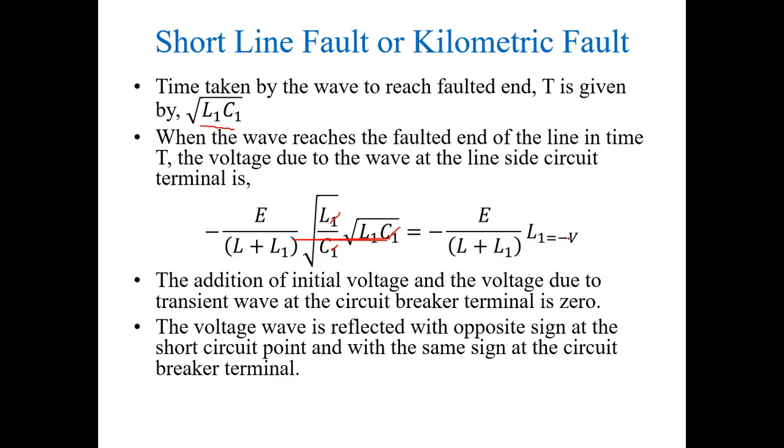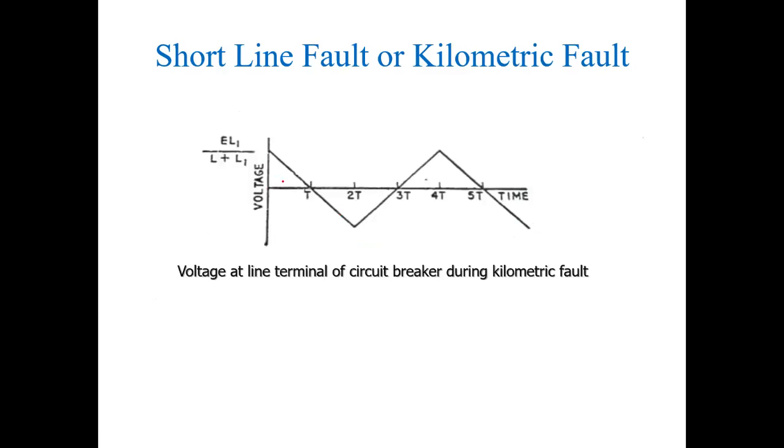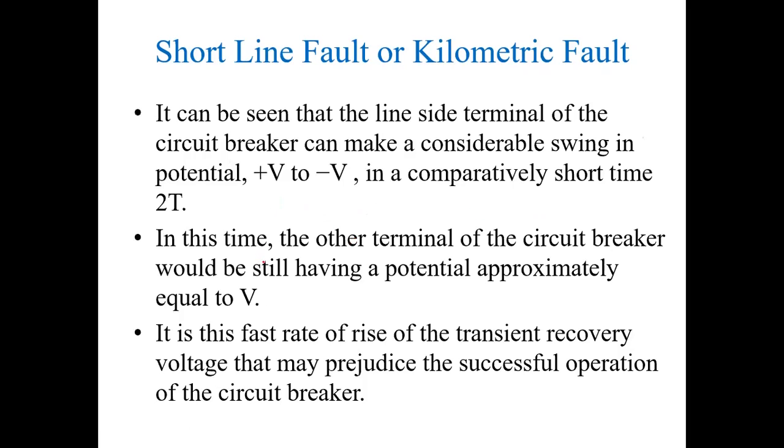Now during this faulty condition, that is before the opening of the circuit breaker, when the short circuit occurs, the total voltage is equal to 0. Therefore, V plus V is equal to 0. Now, the voltage wave is reflected with opposite sign at the short circuit point and with the same sign at the breaker terminal. Now, this is the waveform drawn between voltage as well as current. So, the magnitude of voltage is nothing but E into L1 divided by L plus L1. And the value of voltage will vary from plus V to minus V within a short period of 2t. So this is plus V, this is minus V. In this time, the other terminal of the circuit breaker would still have a potential approximately equal to V.